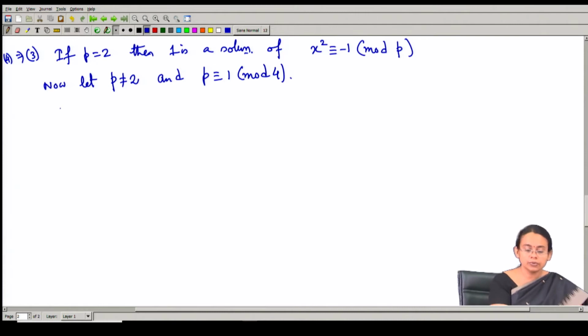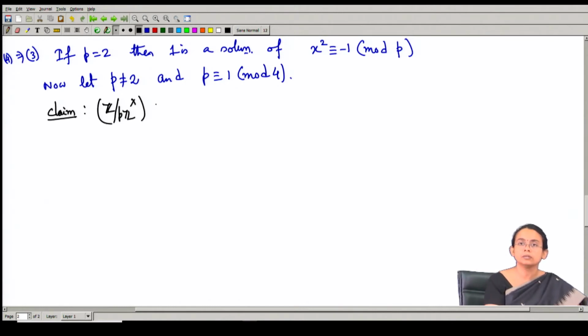So first I will claim that in this multiplicative group (Z/PZ)^×, we know already that all the non-zero elements in Z/PZ form a group with respect to multiplication. So first I will prove that this has a unique element of order 2. So the first claim is that this group contains a unique element of order 2.